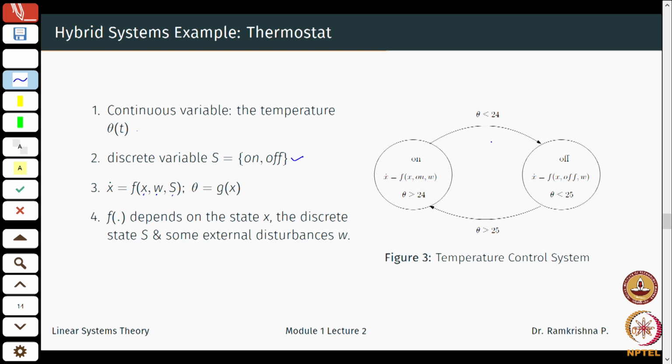So if I enter the room, I want to switch on the AC for the temperature to go to 24, my dynamics will take this pattern, right. So I will have x dot is f of x with the switch in the on state and some presence of disturbances or external influences. So if I am in the comfortable region, my AC will switch off and then the dynamics will go according to this one, right. So the continuous dynamics not only depend on themselves, but there is a discrete event that is also guiding them here.